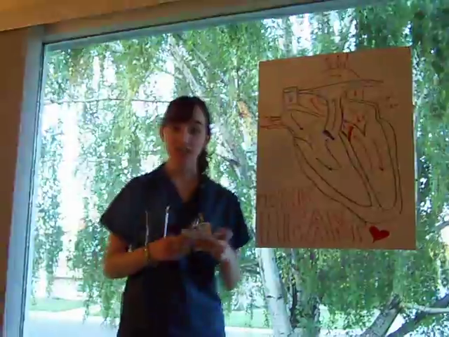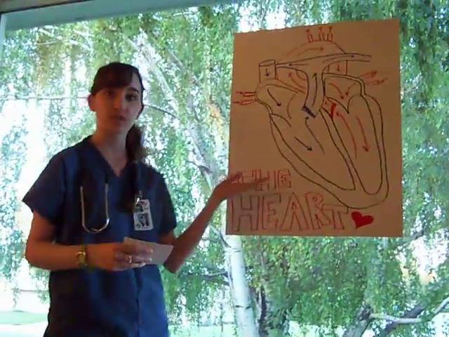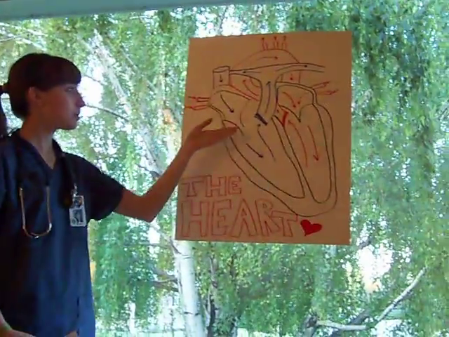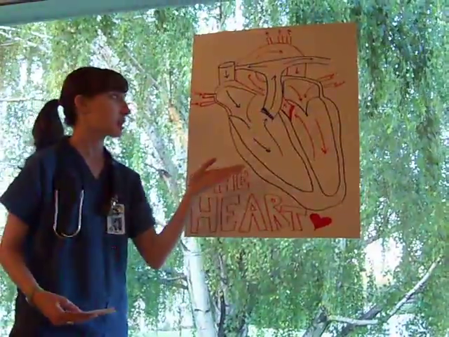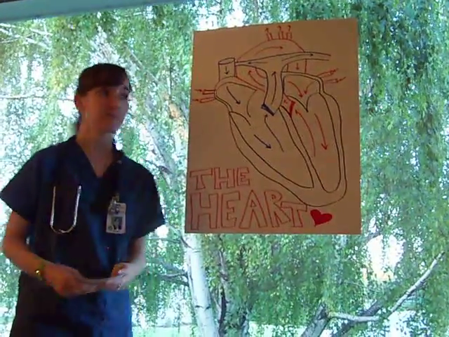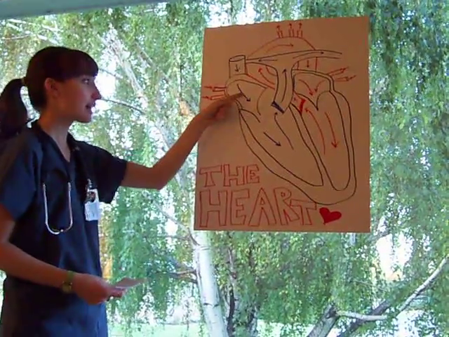I'm here today to talk to you about heart health. To begin, I'm just going to give you a little bit of background about the structures of the heart. The blue shows deoxygenated blood, or blood without oxygen, and the red is oxygenated blood, or blood that has oxygen. So the blood comes into the heart through the superior vena cava into the right atrium.